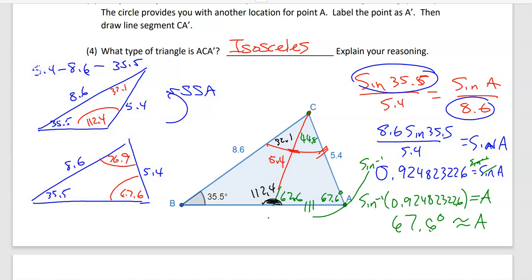We're asked to find the missing sides. So in both cases, we have one triangle or one side left. So I'll leave that for you to work on. And we're going to go down to the bottom of this handout.